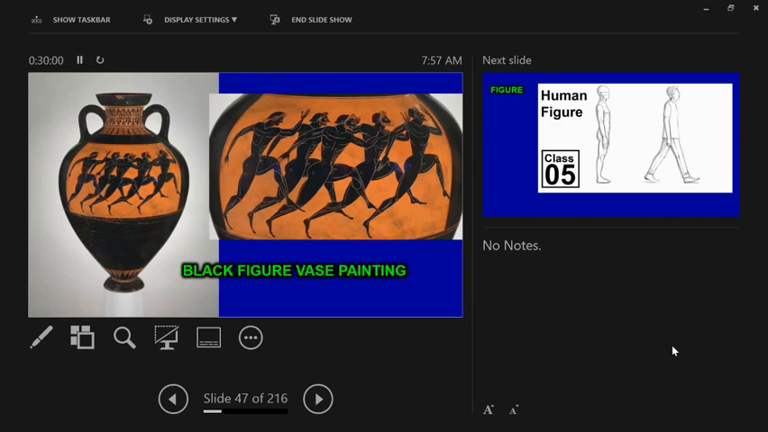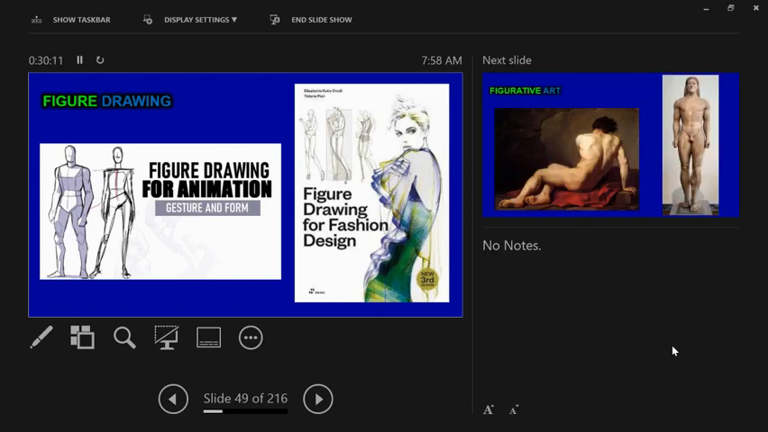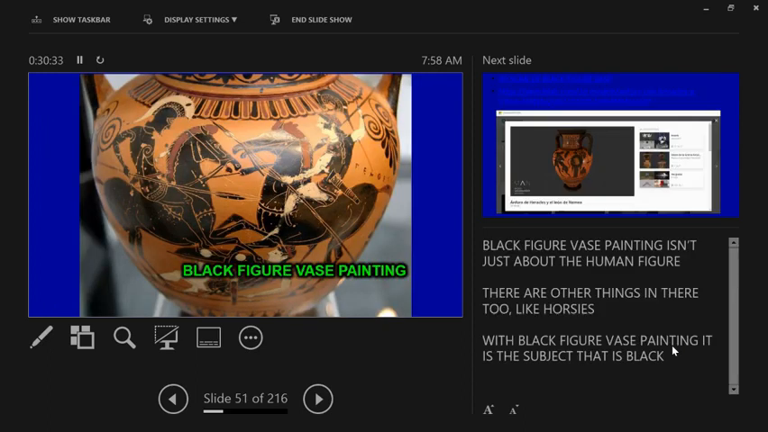And I do want you to know in art history that the term figure means a person, the human figure. So when we talk about figure drawing, we're drawing the human figure. When we talk about figurative art, it's art about the human figure. In fact, these two paintings, or this painting and the sculpture, it's not about any particular person, it's not about any particular narrative. It is a study of the human figure. So when you see black figure vase painting, then the figures or the people are painted in black and the background is painted in red.